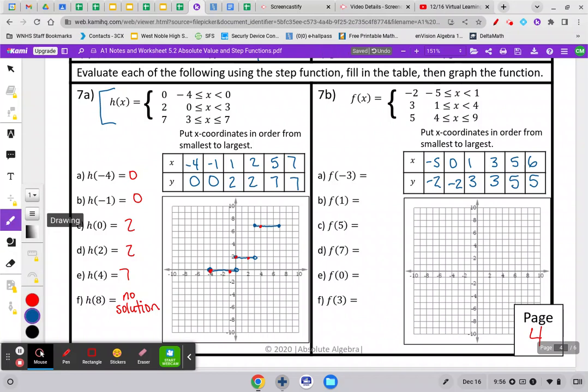And then we can graph it. I'm going to use the piecewise again up here. So I know I have a line at y equals negative 2 from negative 5 up to positive 1. And then I have a horizontal line from 1 to 4 at y equals 3. And then I have a horizontal line at 5 from 4 to 9.